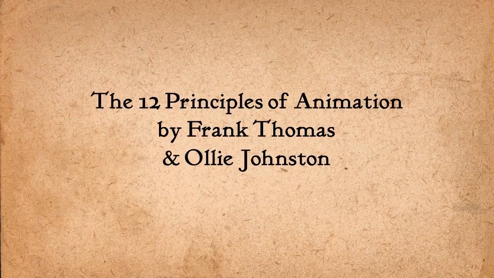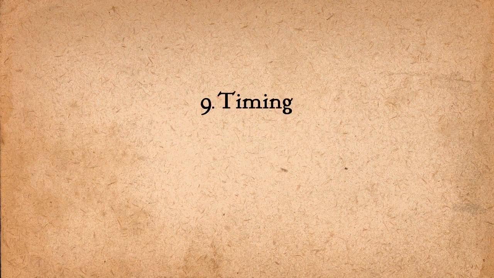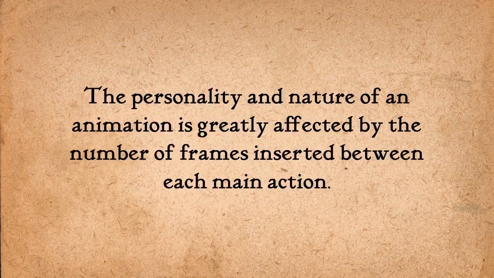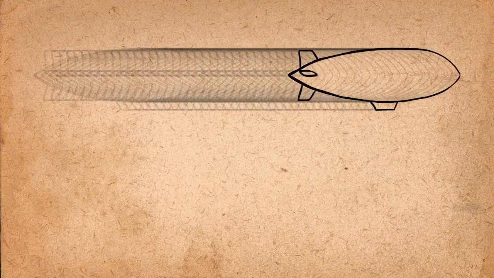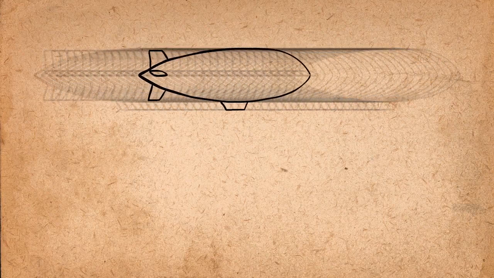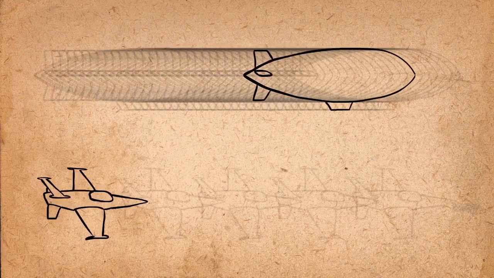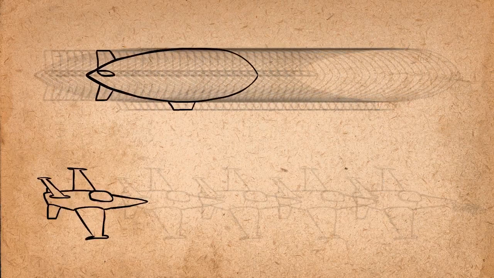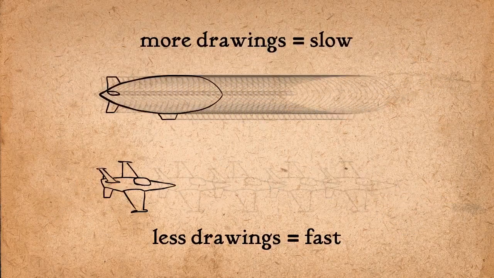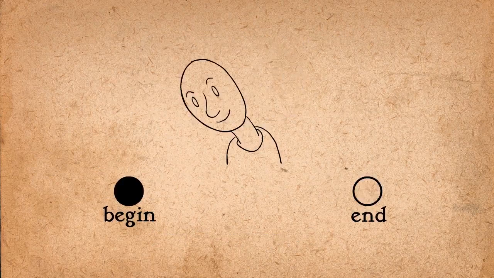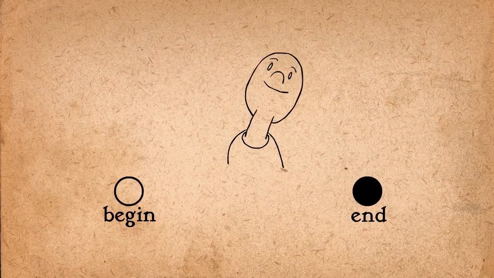So the next principle is called timing. This principle states that the personality and nature of an animation is greatly affected by the number of frames inserted between each main action. Basically, if you have many drawings that are very close together in between the two main poses, the action will be very slow. If you have very few drawings set far apart from each other, the action will be very fast. Less drawings means fast, more drawings means slow. One simple action can have 10 different meanings depending on how many frames you give it.